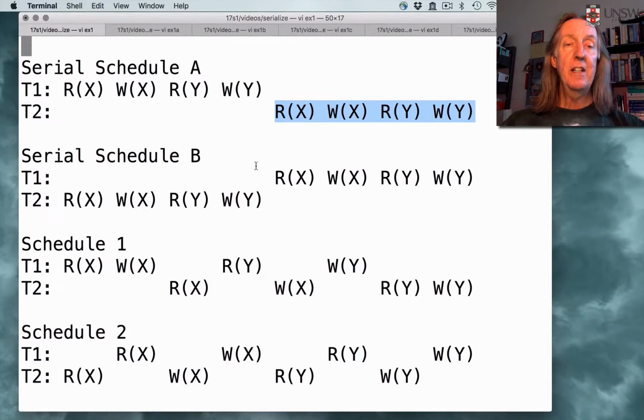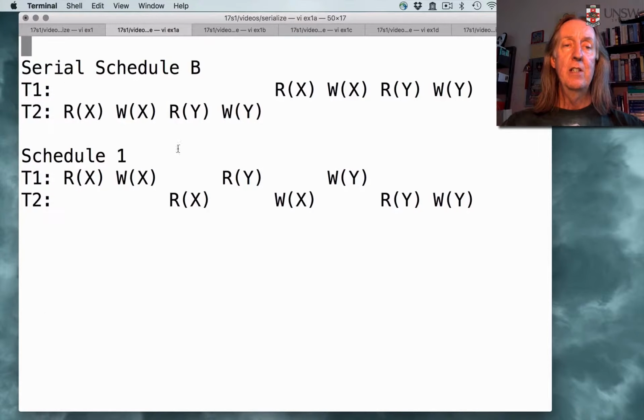In any case, in the second serial schedule, we've got T2 happening before T1. And here are two interleaved schedules, and we want to determine whether each of those is view serializable. So let's take a look at schedule 1. If you remember, for view serializability, you've basically got to check whether a particular schedule is view equivalent to any of the serial schedules. So we'll start by checking whether schedule 1 is view equivalent to schedule B.